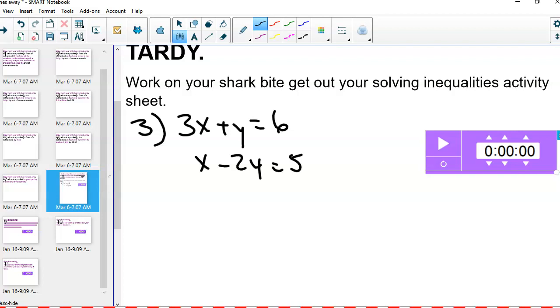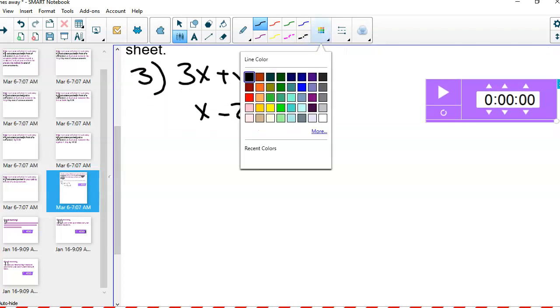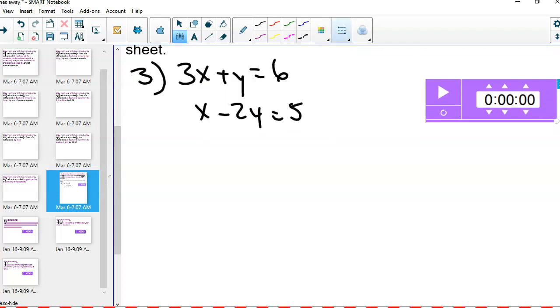Right, so this is asking us to find the solution of this system. Remember that there are 3 different ways to solve systems of equations. Which way do we want to solve? Elimination. If we are solving these by elimination, which variable do we want to eliminate? X. Okay, can we do that now?